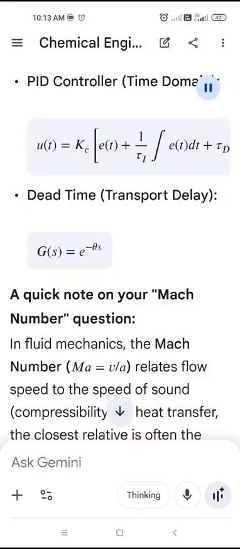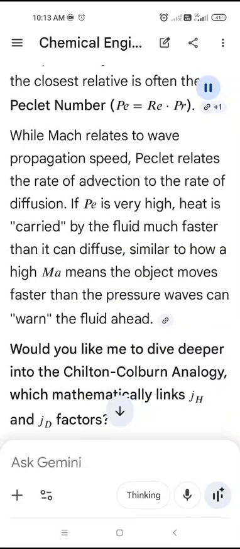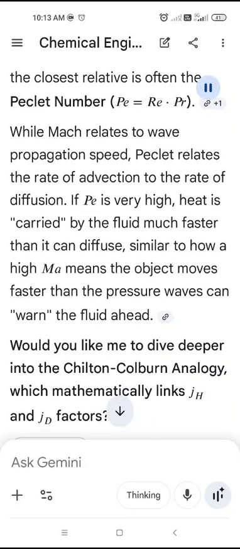A quick note on your Mach number question. In fluid mechanics, the Mach number, Ma equals v/a, relates flow speed to the speed of sound, compressibility. In heat transfer, the closest relative is often the Peclet number, Pe equals Re times Pr. While Mach relates to wave propagation speed, Peclet relates the rate of advection to the rate of diffusion. If Pe is very high, heat is carried by the fluid much faster than it can diffuse, similar to how a high Ma means the object moves faster than the pressure waves can warn the fluid ahead.